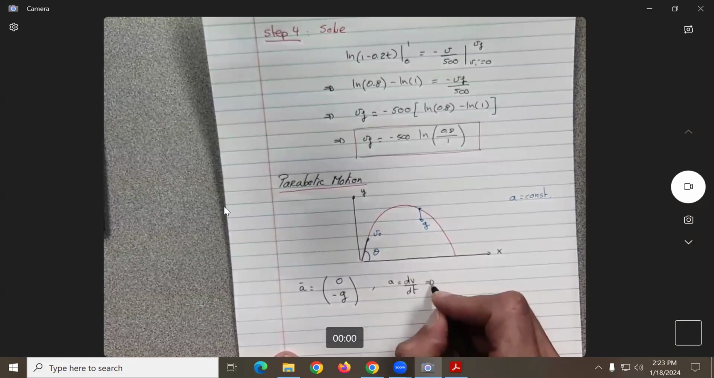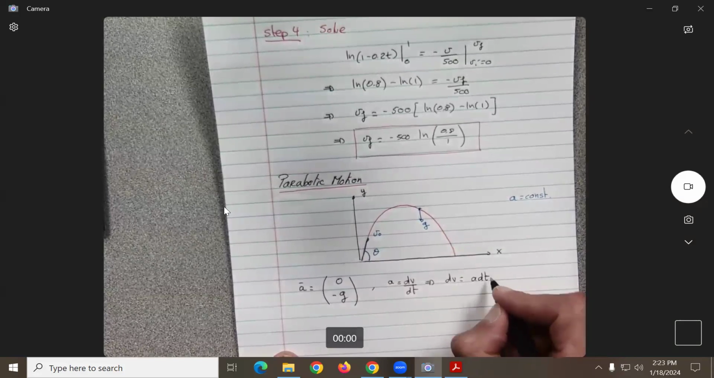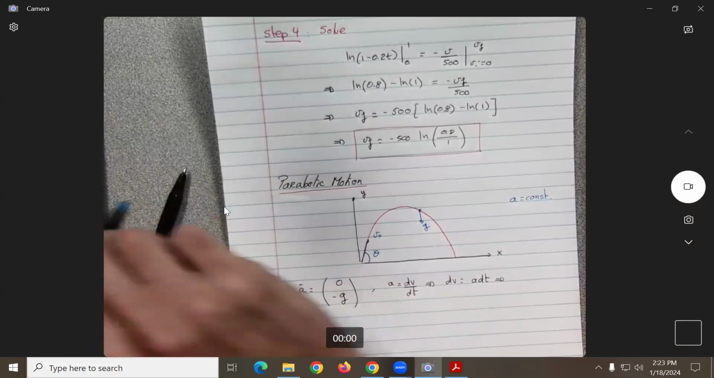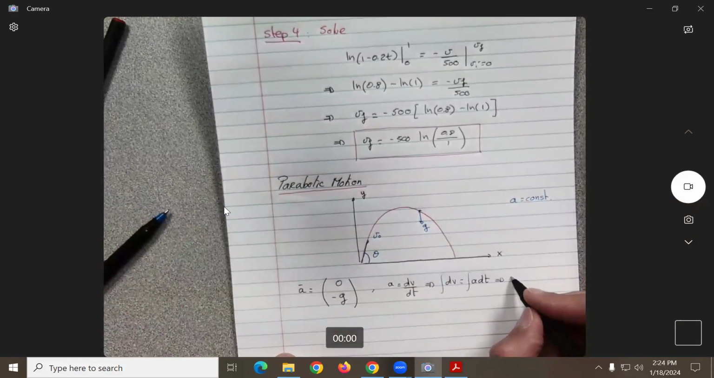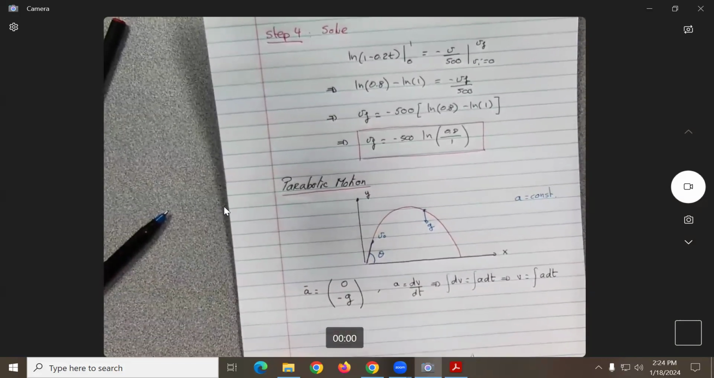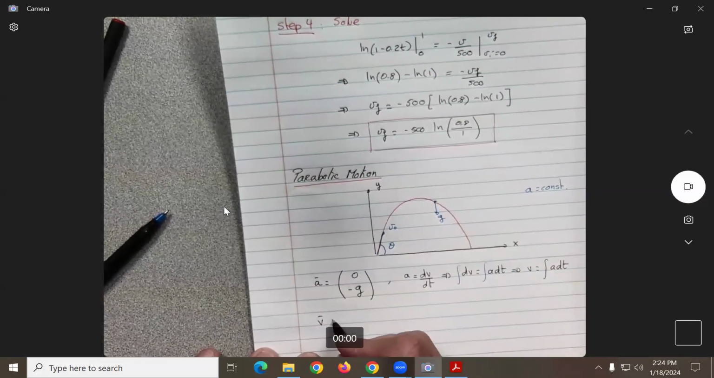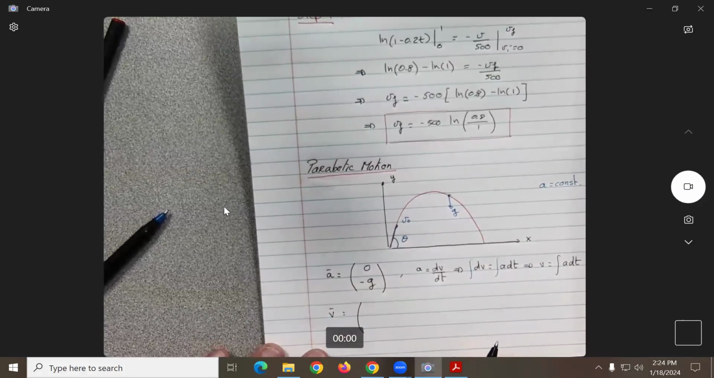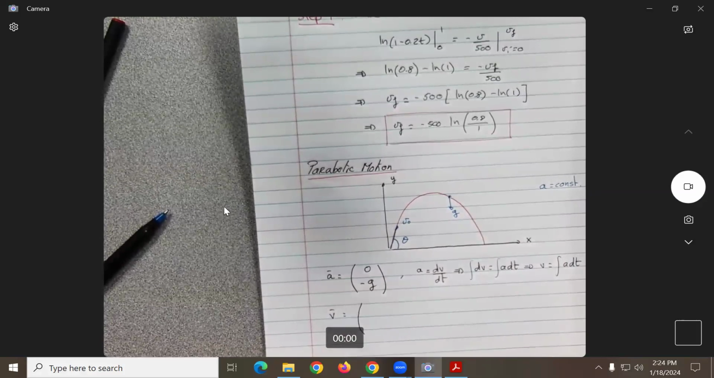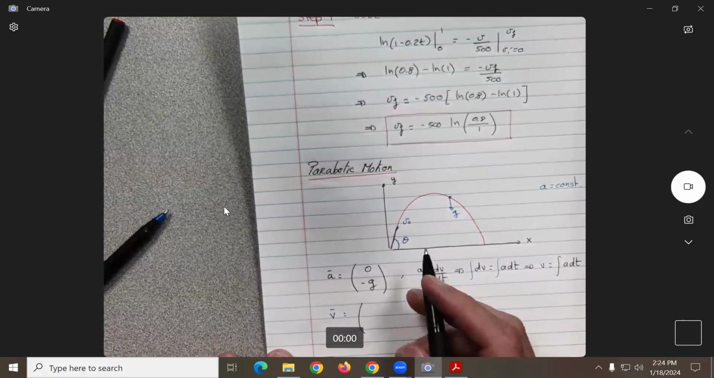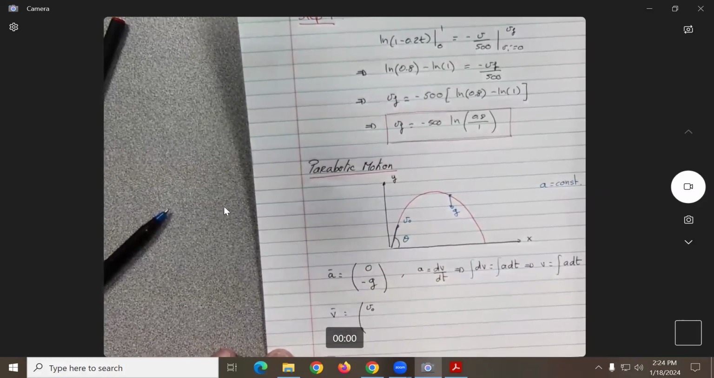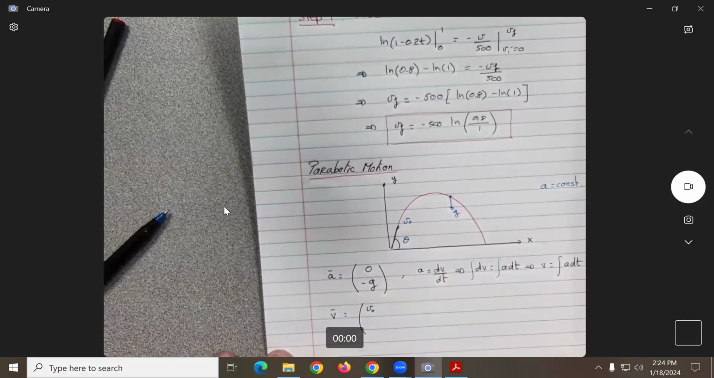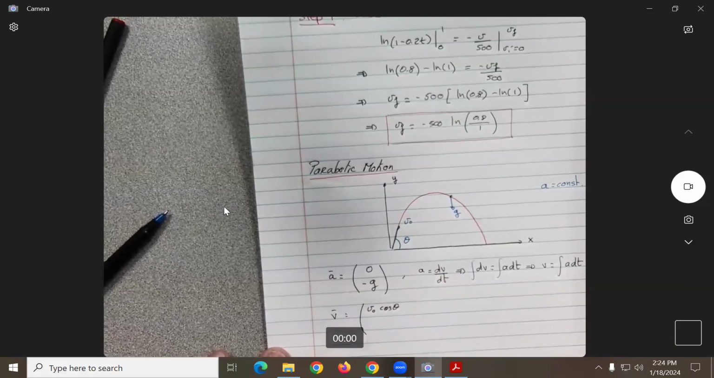So if you want to find the velocity, what do you need to do? You need to integrate. Okay, so what would be the velocity of a particle over here? Everything is on the figure. What should be the x velocity at the beginning? Zero? Really? So what would be the x component of the velocity? V naught cosine theta. What would be the y component of the velocity? V naught sine theta.